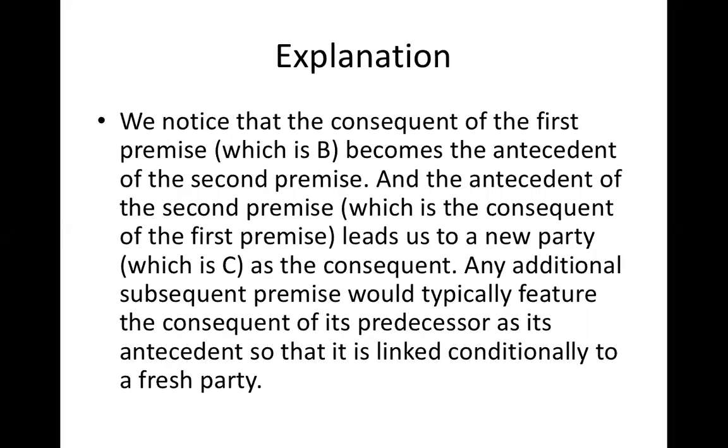So we notice that the consequent of the first premise, which is B, becomes the antecedent of the second premise. And then the consequent of the second premise leads us to a new party, which is C. So any additional subsequent premise will just be featuring the consequence of its predecessor as its antecedent.